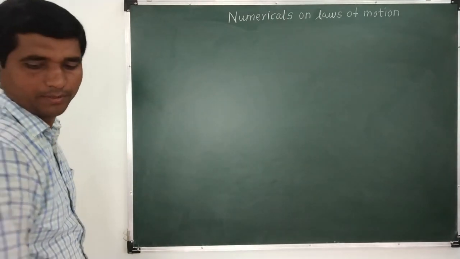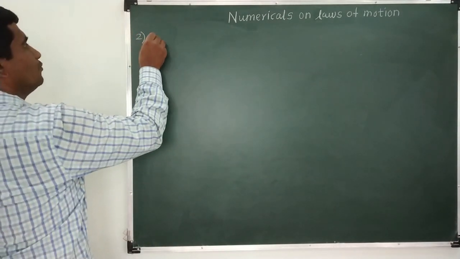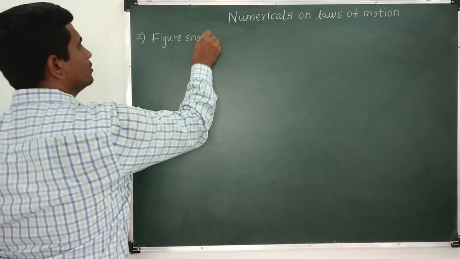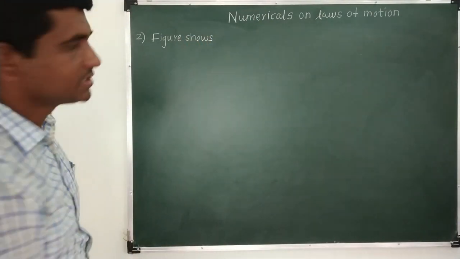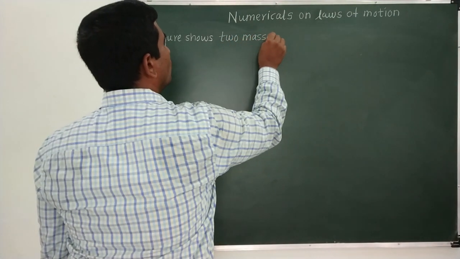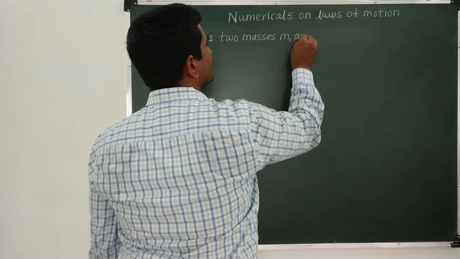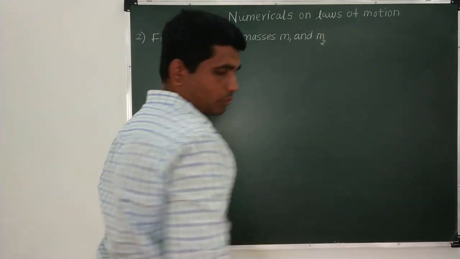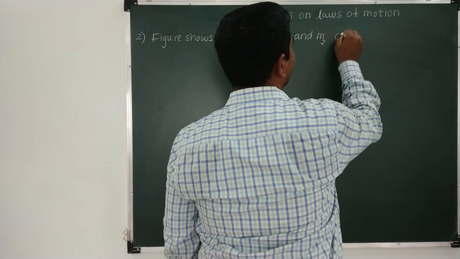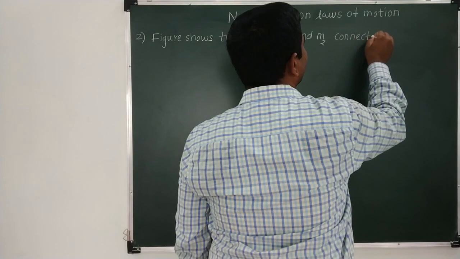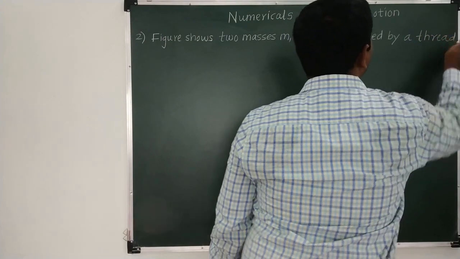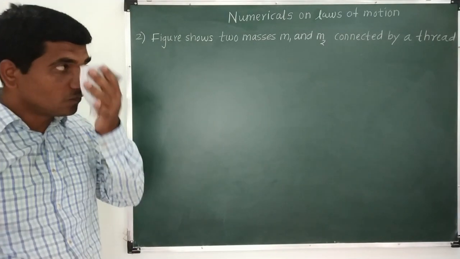First of all, we will note down the problem. Problem number 2. Figure shows two masses M1 and M2 connected by a thread.